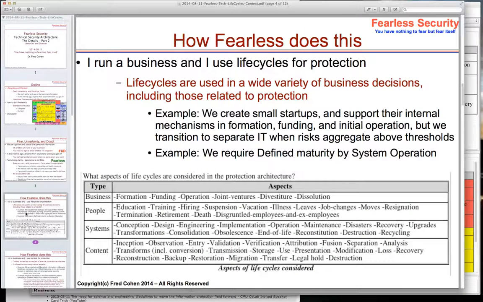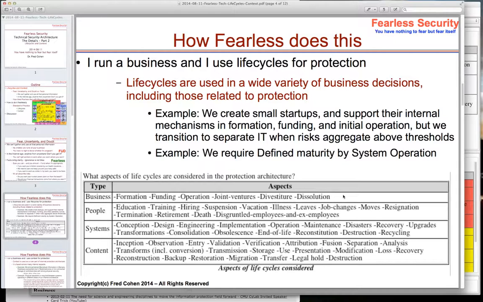And so the question is, how do you do this? And this is how we do it. In terms of life cycles, we use life cycles in a wide variety of business decisions, including information protection. So, for example, we create small startups and support their internal mechanisms while they're being formed, funded, and in initial operation. But then we transition to separate the IT when the risks aggregate above threshold. So that's an example of a business life cycle. And we deal with the business in different ways at different times. So we have to keep track of where things are.